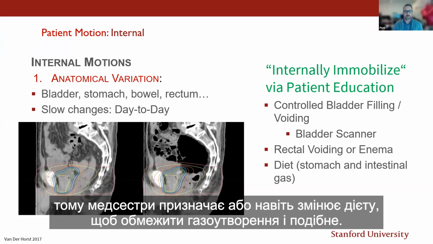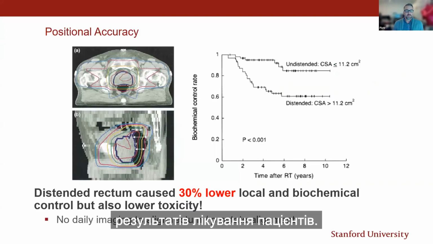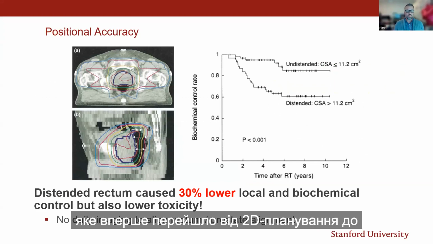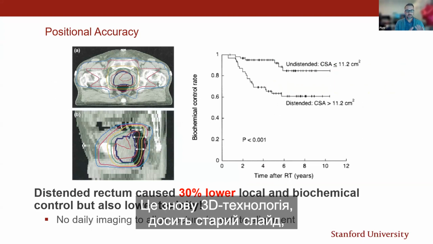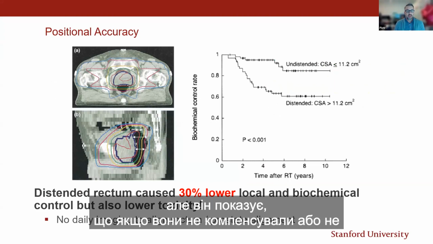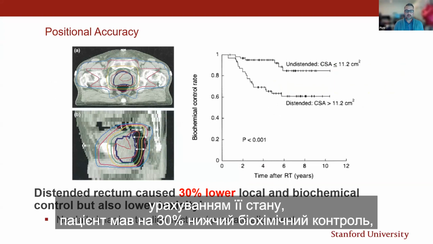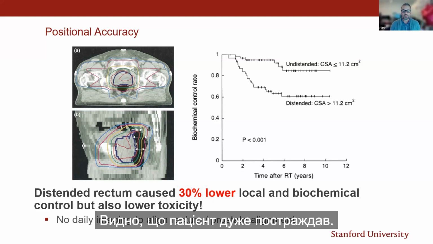So, NPO orders or even diet changes to limit gas and things like that. So this is a little bit more challenging and it's not insignificant in terms of patient outcomes. This is a very old clinical trial that first moved from 2D planning into 3D CT-based treatments. Again, quite an old slide, but it goes to show you that if they didn't compensate for a distended rectum on that CT scan, and they planned with it as it was, the patient had 30% lower biochemical control, which is huge just by not accounting for the air in the rectum. You can see that patients were drastically affected.